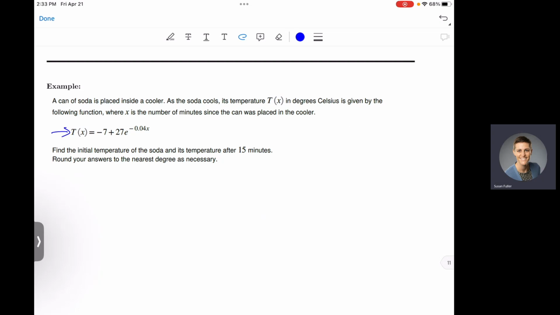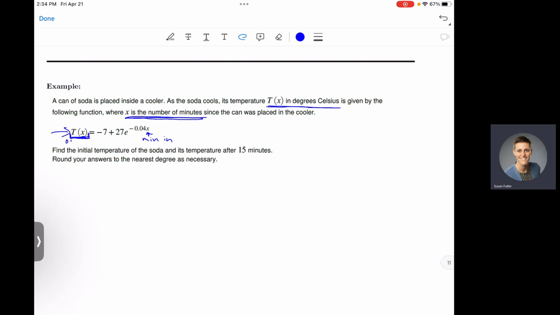Okay, so this is our function. Let's try to make some sense of this. X is my input variable that's going in here, right? What am I putting in? X is time in minutes, the number of minutes since we put it in the cooler. And then what comes out of this thing? T of X. When I put in the minutes after it was in the cooler, what comes out is T of X, which is degrees Celsius.